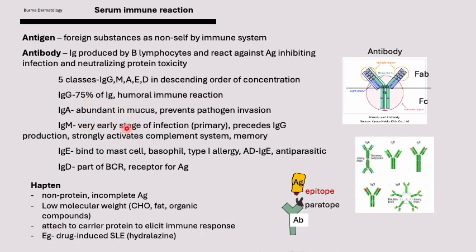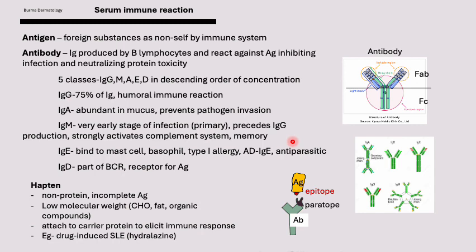And IgA is abundant in the mucosa or mucus secretion, and it prevents the pathogen invasion. And IgM is released at a very early stage of infection, which is responsible for the primary response, and it precedes IgG protection. It strongly activates the complement system and is responsible for the immune memory.